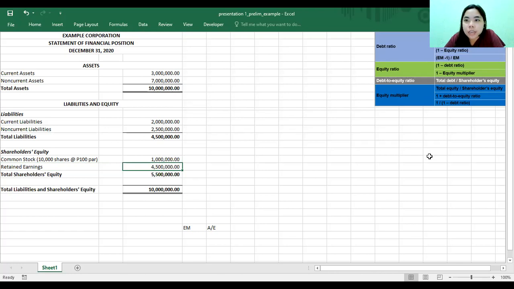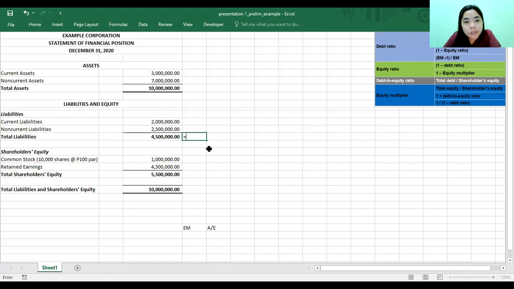So first, let's get the debt ratio. Debt ratio is total debt divided by the total equity or the total assets. So you have here the total liabilities divided by your total shareholders' equity or the total assets. So our debt ratio is 45%. That means we are owned by the creditors by 45%. So the company is owned by the creditors for 45%. That is their share in the corporation. So that's quite big, no?